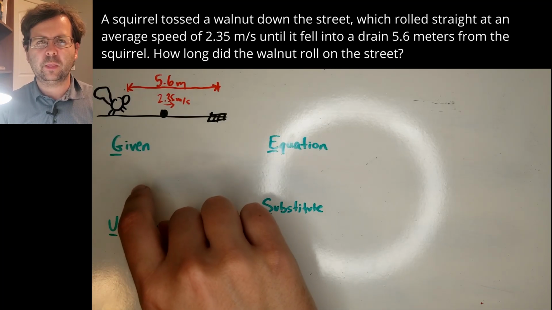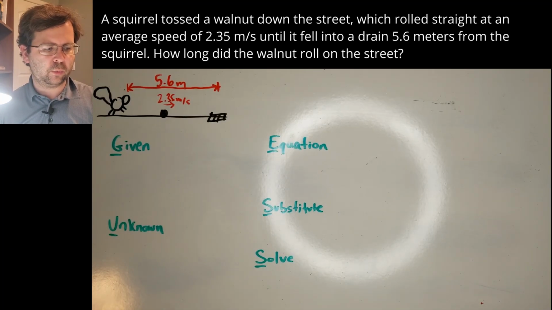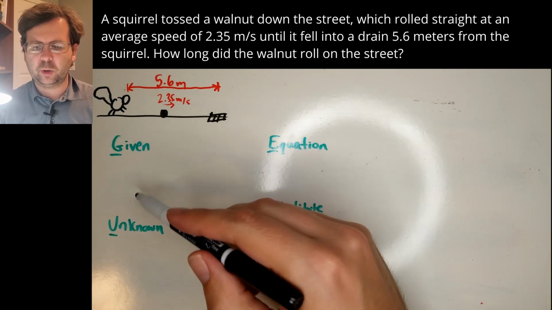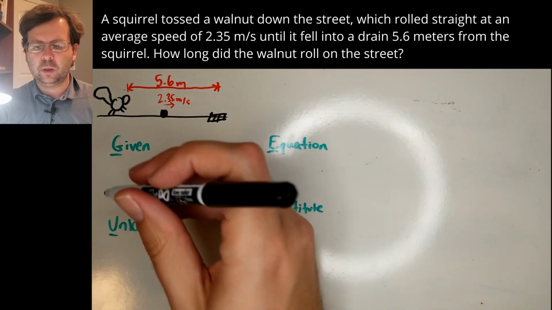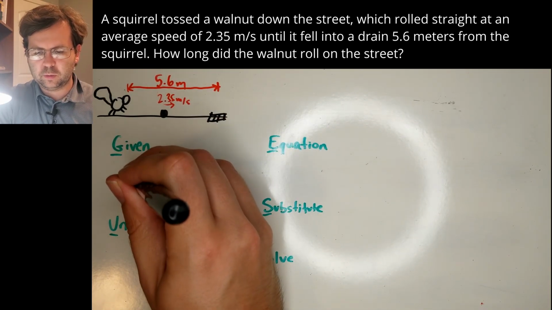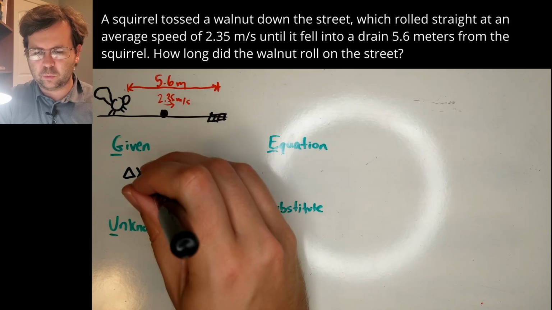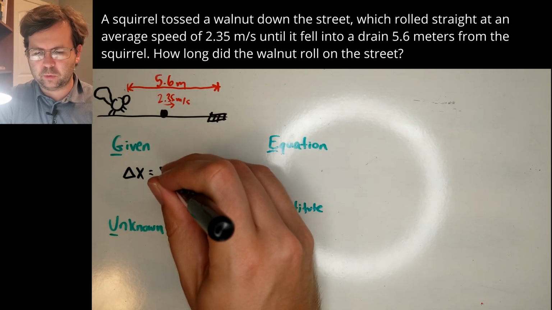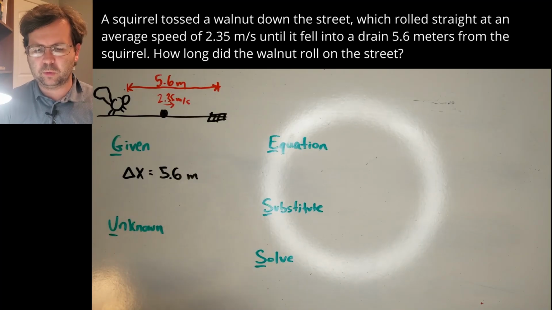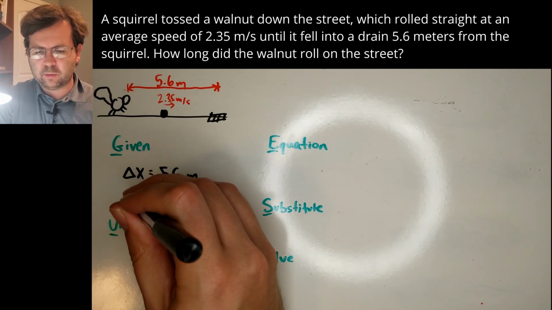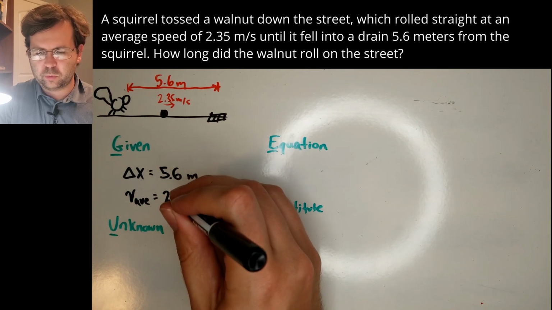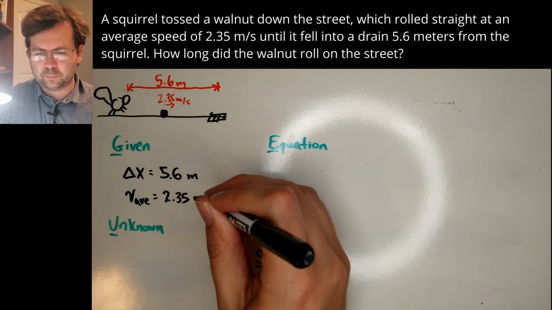We're going to write down the given information, and we always include the physics symbols when we're doing this, so it helps us connect it to equations. So these numbers here, 5.6 meters, that is the distance that the walnut will travel. The walnut goes from the squirrel to the drain, so that's going to be 5.6 meters. And it says the average speed during the walnut's roll is 2.35 meters per second.